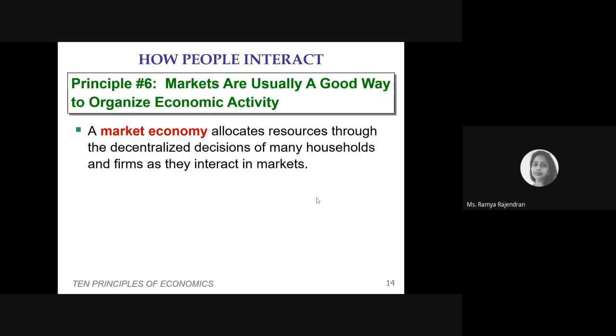Market economy. This allocates the resources through decentralized decisions of many households. So people sometimes don't understand the importance of households in the economy. So what is actually a country, or what is an economy? It's nothing but a collection of hundreds of thousands and millions of households together.